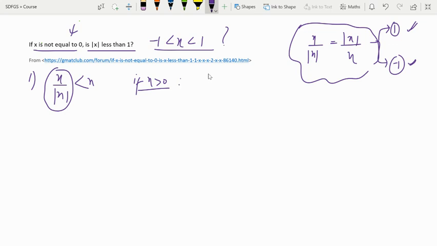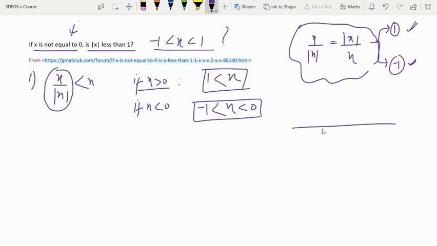If x is greater than 0, we can say x is more than 1. Correct. Now, if x is less than 0, this fraction will be -1. So you are getting x is more than -1. Also, we know x is less than 0, so you have to write like this. So from statement 1, let us say it is 0, -1, and 1, we can say either x is more than 1 or between -1 and 0.